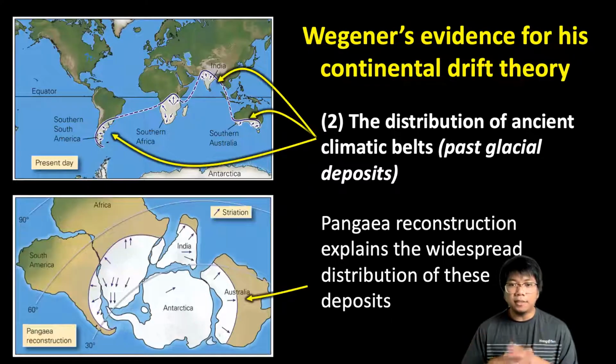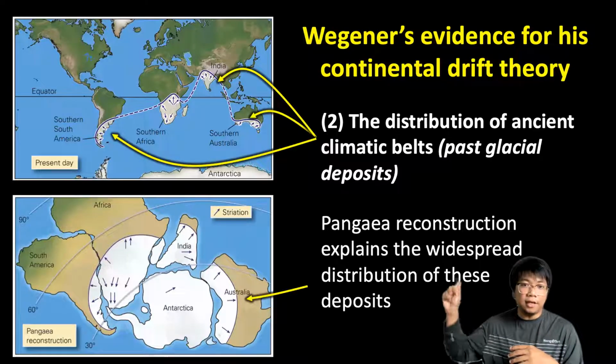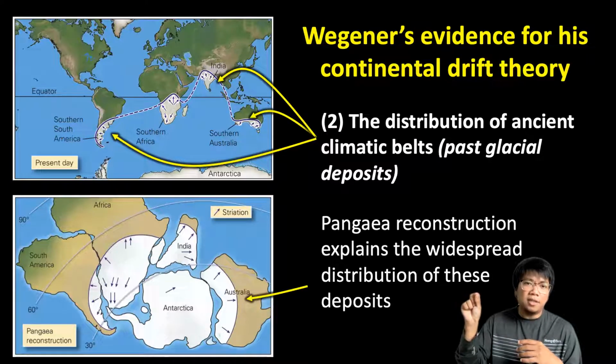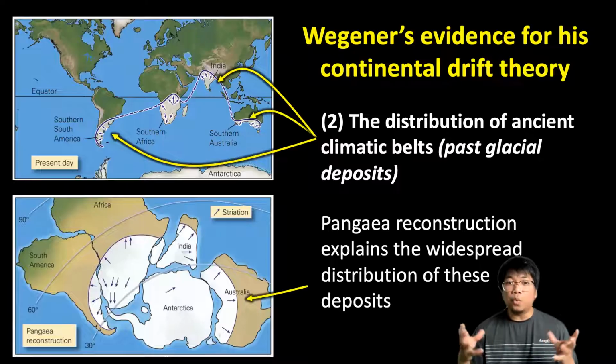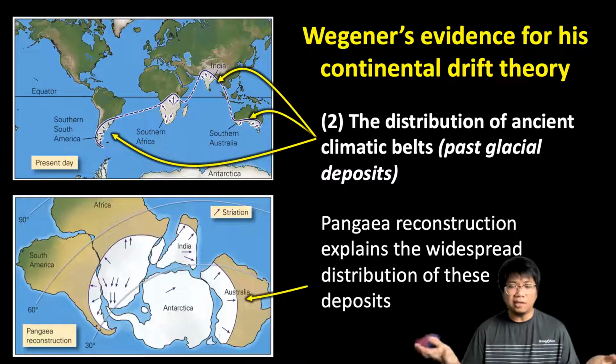The second evidence was about the distribution of ancient climatic belts. In the figure at the top there, I'm showing you the white patches that are present in the southern parts of South America, Africa, India, and even Australia. These white patches represent glacial deposits that have the same age, which is late Paleozoic. So the big question here is, how come we have glacial deposits in tropical or subtropical regions in Africa or India, right? This doesn't make any sense, right?